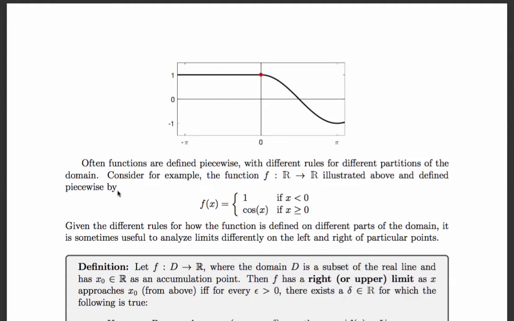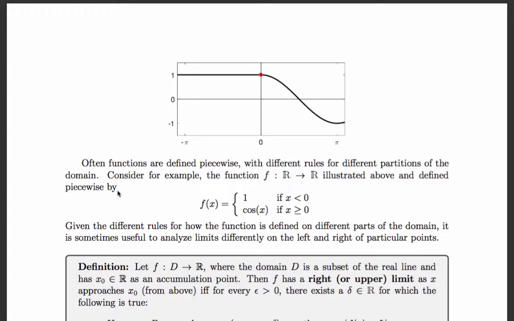Hello everyone, let's analyze. Often functions are defined piecewise, with different rules for different partitions of the domain. Imagine, for example, modeling a situation where a switch is flipped, a circuit is completed, or a discontinuity in the material that you're modeling is encountered. You might have a function that's defined piecewise.